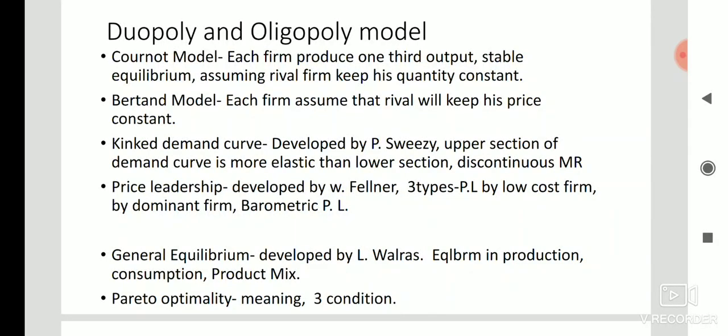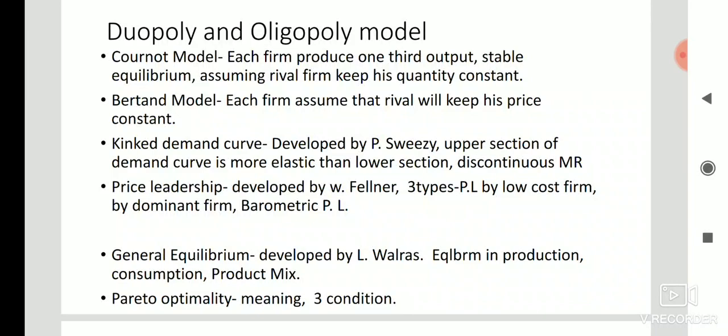It is called Pareto optimality or Pareto efficiency. And there are also three conditions, like general equilibrium, that must be satisfied to attain Pareto optimality: equilibrium in production, equilibrium in consumption, and equilibrium in product mix. Same conditions as in general equilibrium.